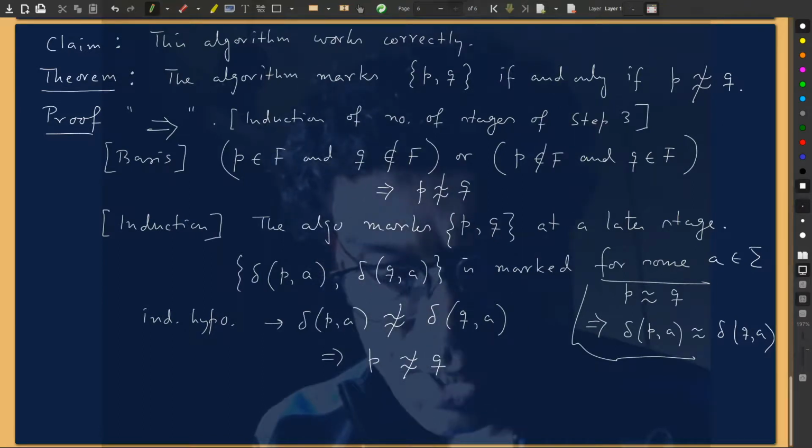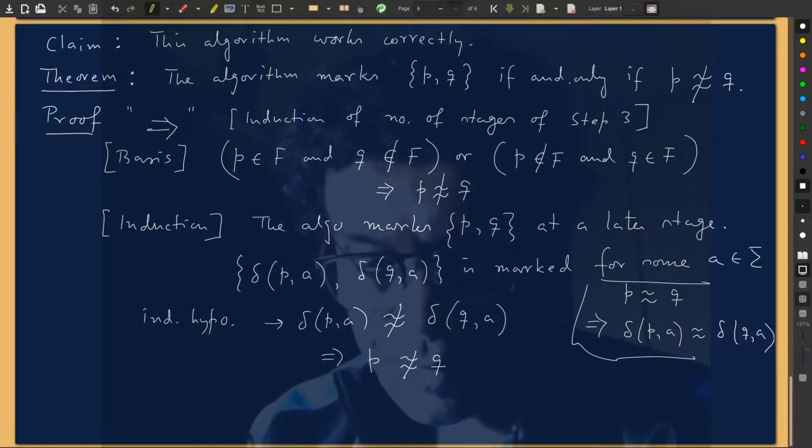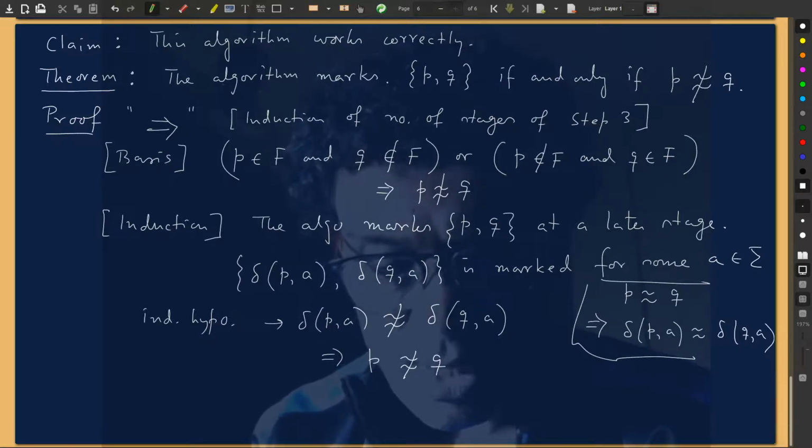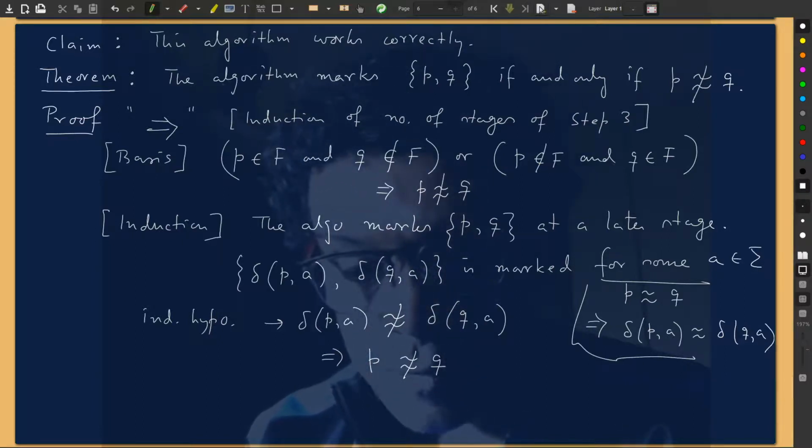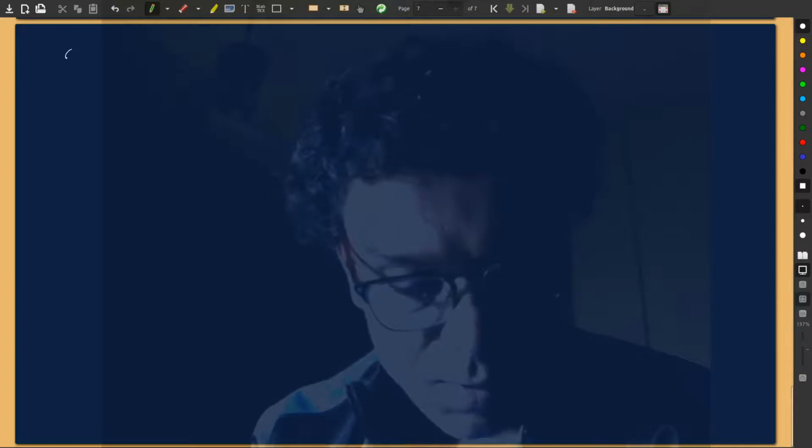We will show that if P is not equivalent to Q with respect to that equivalence relation, then the algorithm will mark the pair PQ at some stage. Okay, so for the converse, I will prove this.